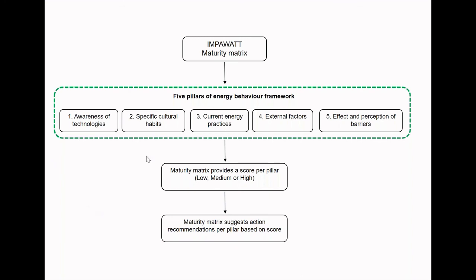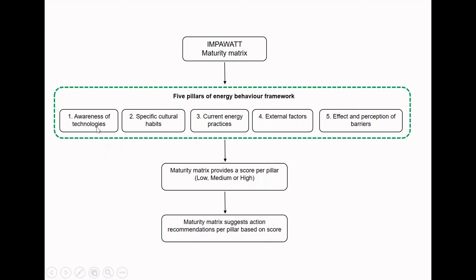In this next figure, you see our IMPAWATT maturity matrix, which is basically the method used for giving recommendations at the end of the survey. So the backbone of the survey, meaning the pillars used for creating the questions in the survey, are these. These five pillars are the backbone of the survey.